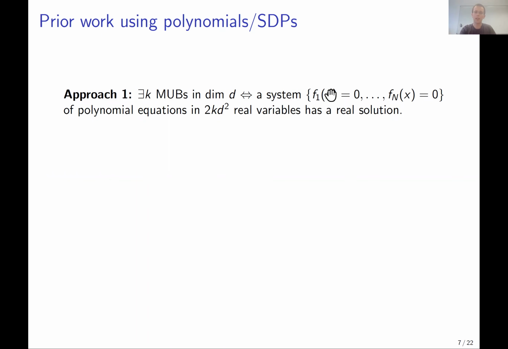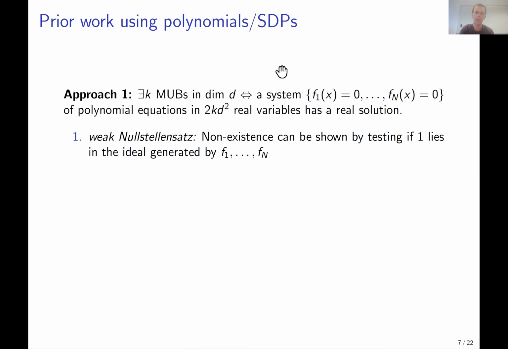And then the conditions of being mutually unbiased would give you polynomial equations in these variables x and y. And basically, K-MUPs exist if and only if there is a real solution to this system of polynomial equations. And this is a problem that one can hope to tackle computationally. So you can use, for instance, the weak Nullstellensatz to try to show non-existence of such a solution by proving that one is in the ideal generated by these equations.